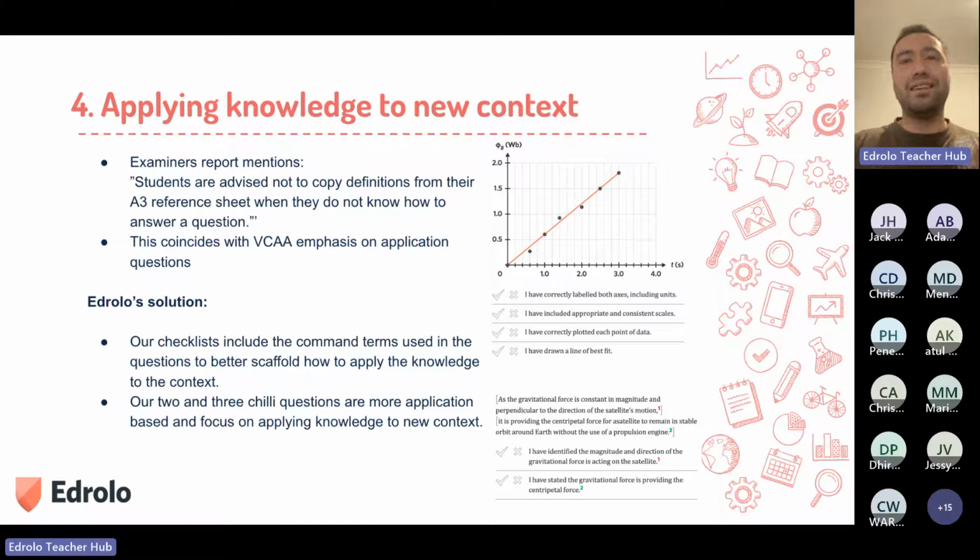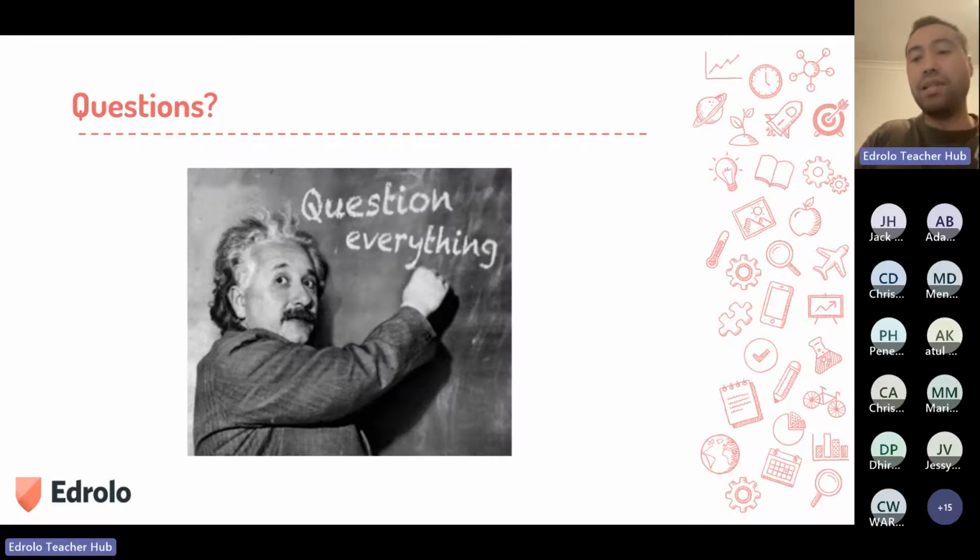So another thing that VCAA have tried to do more is really applying knowledge to new context and looking at the changes in the study design. I think that's pretty clear with the new context that they're adding into relativity. Are there any questions on applying knowledge to new context and the new focus on that? Well, not new focus, but it's been an increased focus on it, really.